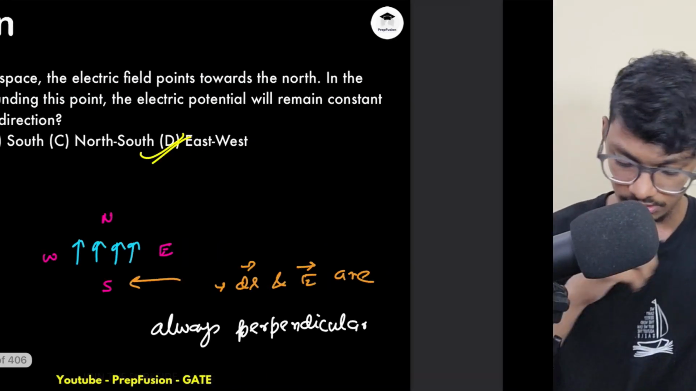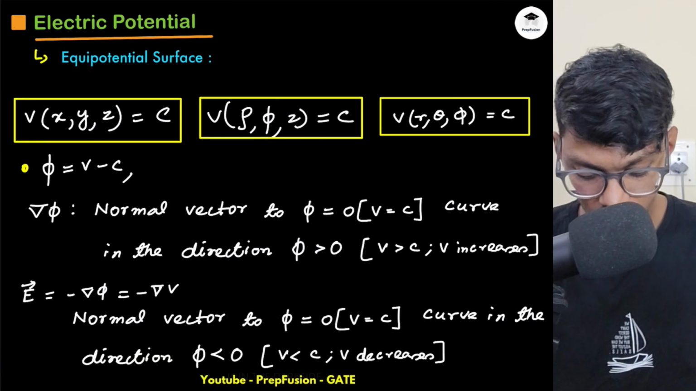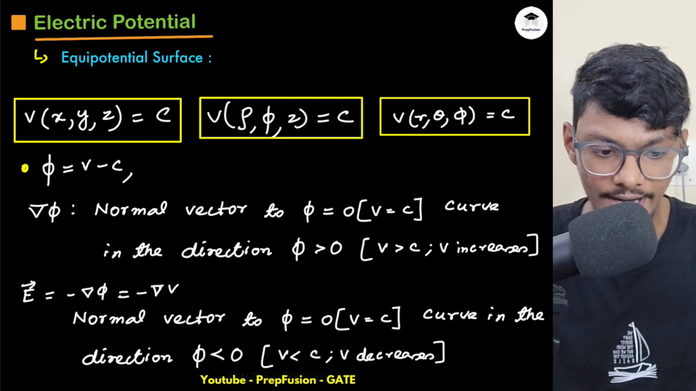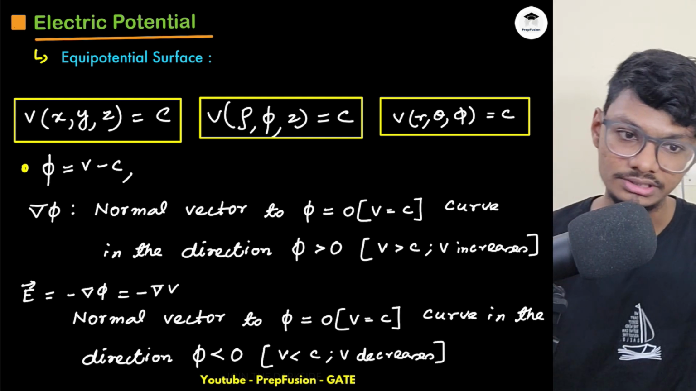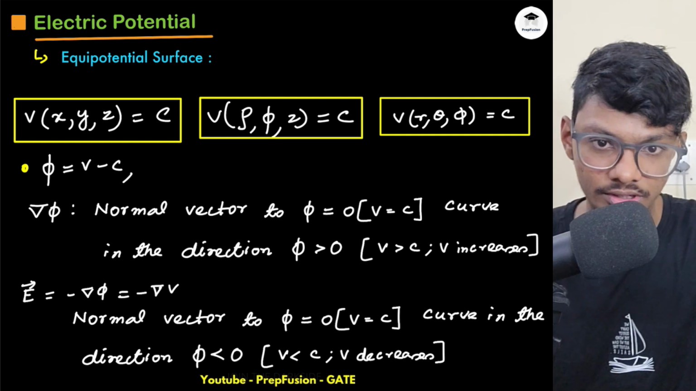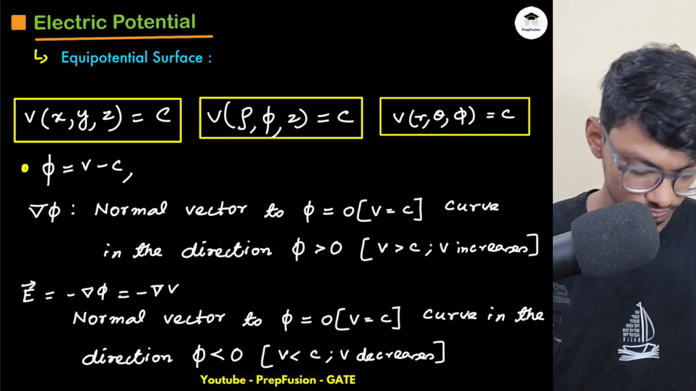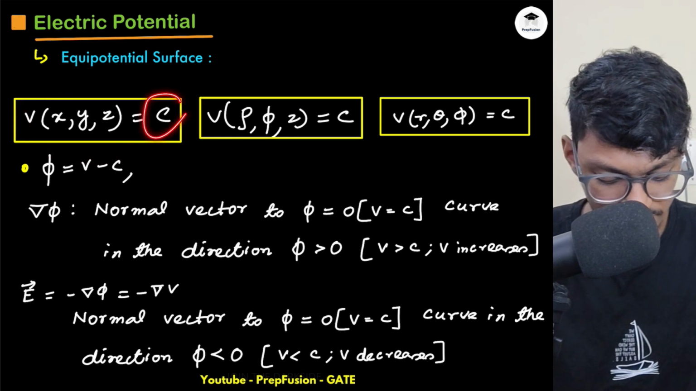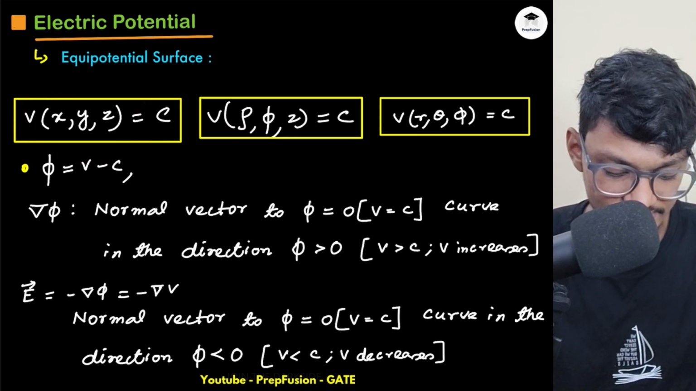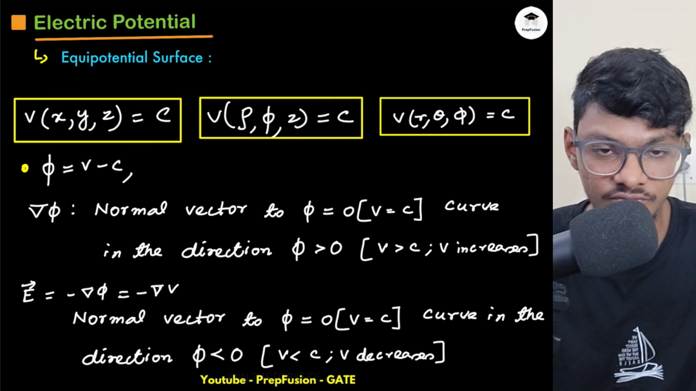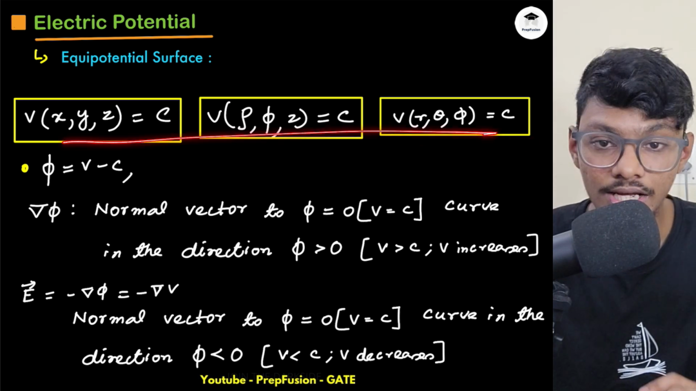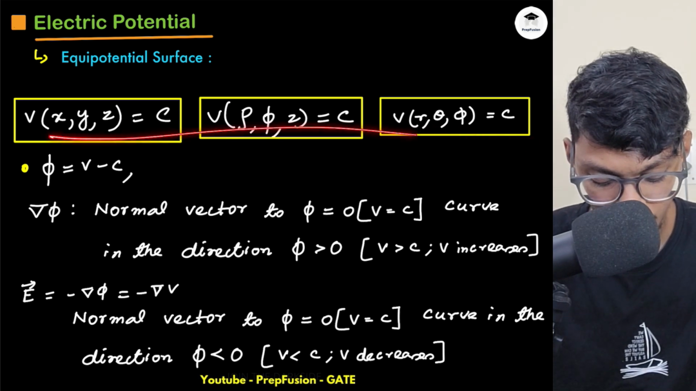Okay, so now in today's lecture we'll continue with the discussion of equipotential surface, and we'll do a few numericals on equipotential surface, and we'll learn about electric dipoles. So if I have a surface V as a function of xyz which is constant, or V as a function of rho phi z which is constant, or V as a function of r theta phi which is constant, that means all these are equipotential surfaces.